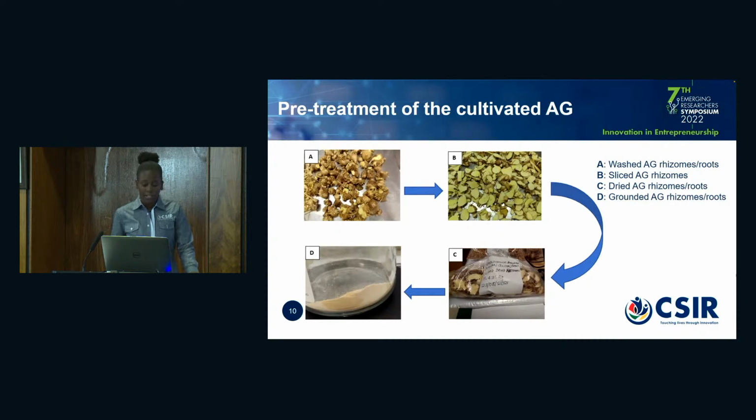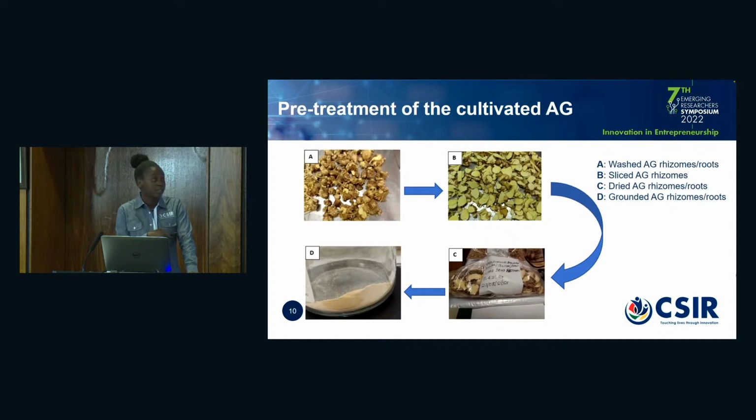The method starts with the pre-treatment of the African ginger. The pre-treatment was conducted firstly by washing the roots and rhizomes of the African ginger, to remove the soil and any other contaminants that may be present. The second step, indicated by B, was to slice the rhizomes to prepare it for the third step, represented by C, the drying of African ginger roots and rhizomes.